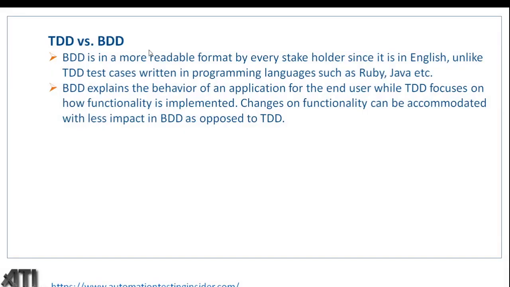So what is the difference between TDD and BDD? BDD is in a more readable format for every stakeholder, since it is in English. Unlike TDD, where test cases are written in programming languages such as Ruby, Java, etc. So scripts are written in different programming languages using TDD. But in BDD scenarios, all scripts will be written in plain English format. BDD explains the behavior of an application for the end user, while TDD focuses on how functionality is implemented. Changes on functionality can be accommodated with less impact in BDD as opposed to TDD. So this is the difference between TDD and BDD.